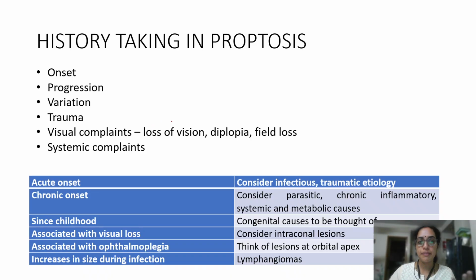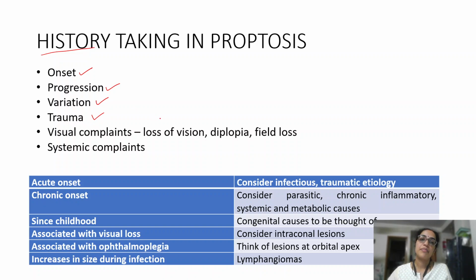So how do we work up a case of proptosis? Again, we start with the basic history taking. When did it start? How did it start? Has it been progressing? Does it vary with time or any part of the day, with any position, with any infection? Was there any history of trauma? It's very important to elicit this history.